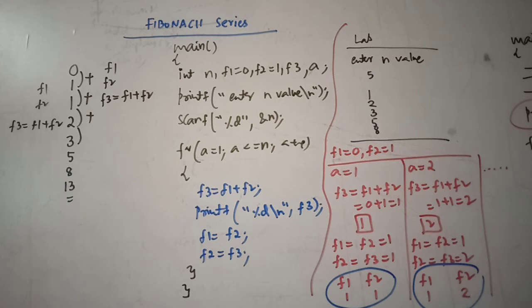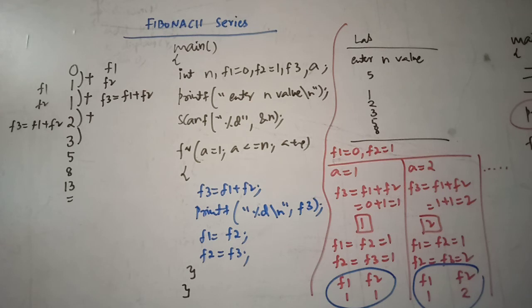Look at the logic. You need to observe the brackets clearly. So how many statements do you have inside the for loop? 1 2 3 4. Loop starts with 1, ends with n. f3 is equal to f1 plus f2. Printf f3, and f1 is equal to f2, means f2 is assigned to f1, and f2 is equal to f3. f3 is assigned to f2.